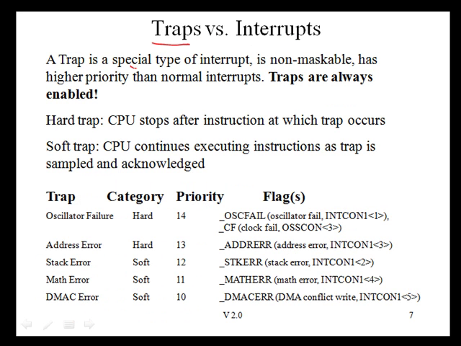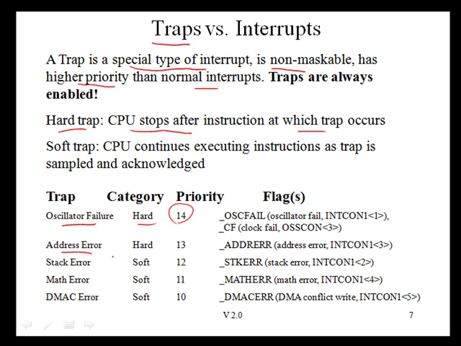So a trap is a special type of interrupt. It's non-maskable, which means it cannot be disabled, and it always has a higher priority than normal interrupts. There are two types of traps. One is a hard trap, which means that the CPU stops execution at the point at which the trap occurs. A couple of hard traps are oscillator failure. If it detects that the oscillator has failed for some reason, then that's a hard trap, and it has priority 14.